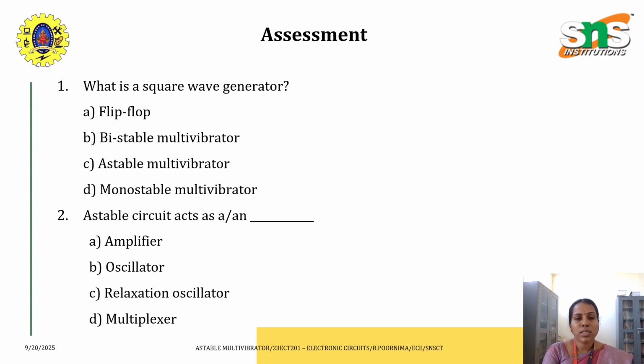Let's take the assessment. What is a square wave generator? It is an astable multivibrator, and an astable circuit acts as an oscillator because it generates square waveforms.